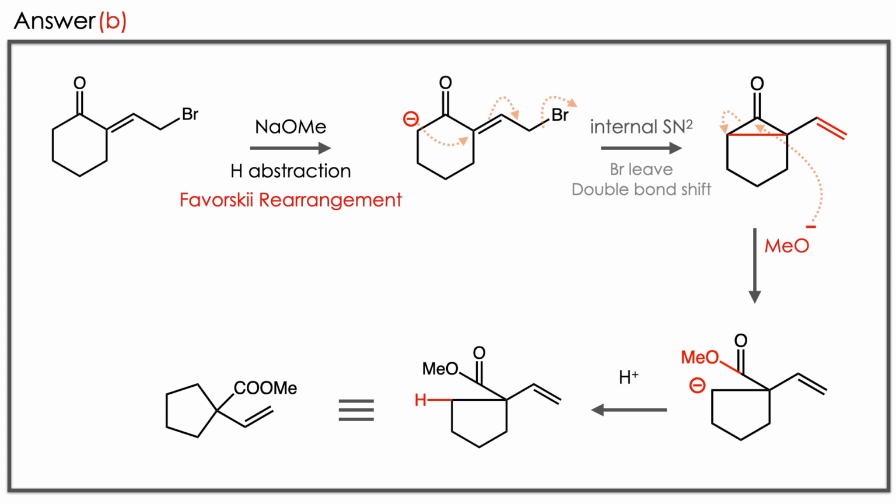If you rewrite the final product, you have a 5-member ring with a COMe ester group attached and a vinyl group attached. In this conversion, you should know the Favorsky rearrangement, and there can be a possibility of double bond shift. Then there is a ring contraction. So you should know all these steps to find the correct answer. Always take the help of the answer and focus on the mechanism.